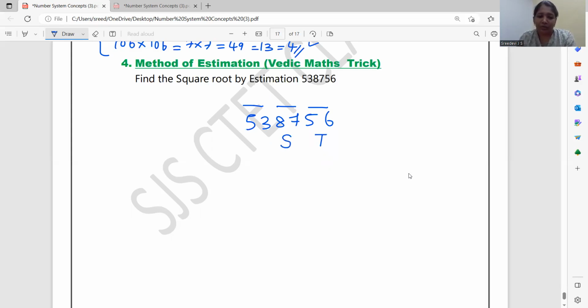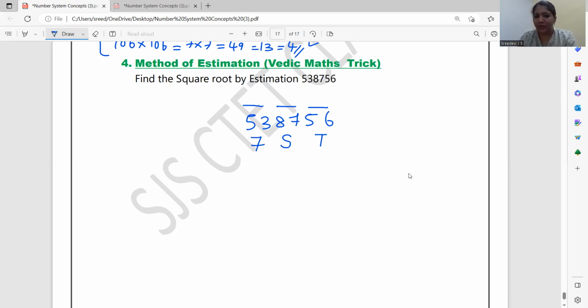Then you have to think about this 53. What is the perfect square number which is coming just below this 53? That is 7 sevens are 49, 8 eights are 64, right? So 7 sevens we can take. So here we will write 7 as the square root number. So we wrote 7, S and T.